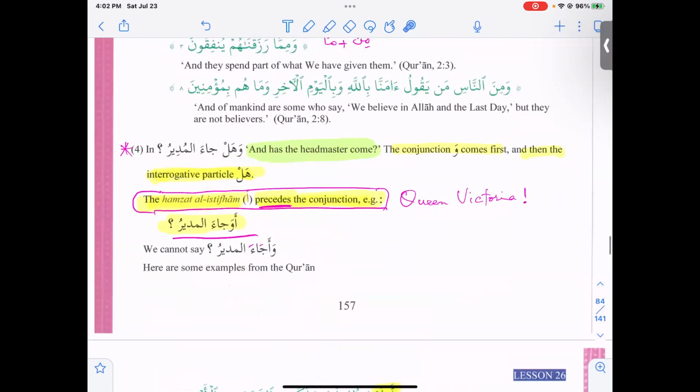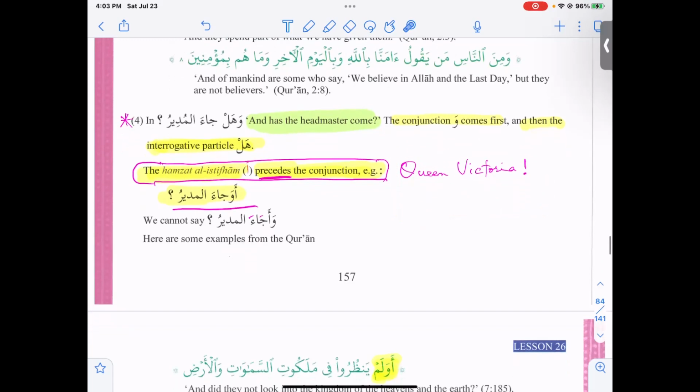So you will remember, what will you remember? Hamzatul istifham will always come in the beginning, and harfu atfin will come later on, afterwards. It precedes the conjunction. Before the conjunction, Hamzatul istifham will come. Why will it come in front? Because she behaves like Queen Victoria. Nobody can stand in front of her, you know.